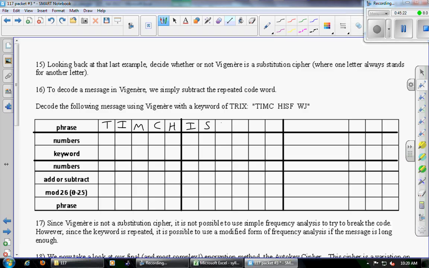So let's look at number 16. In number 16, we'll get somebody to read that first sentence there. Greg?